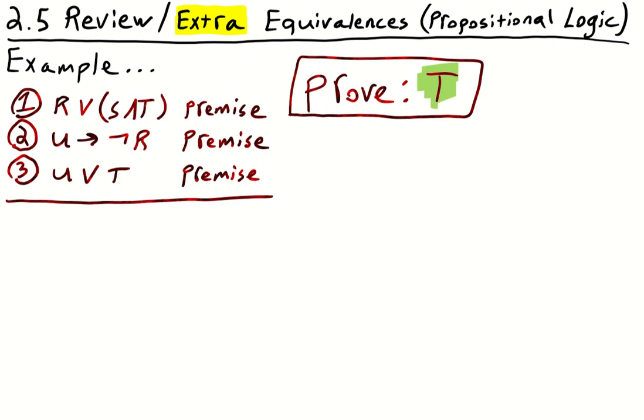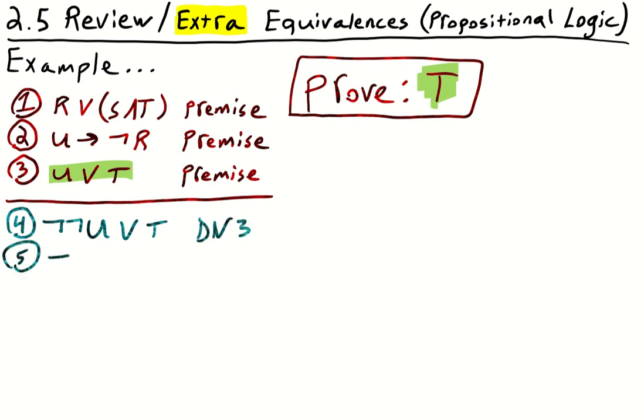So the first thing I think we should do here is at least eventually turn line 3 into a conditional. We can do that by implication, but before then, we better do some double negation. So line 4, we can get not U or T, double negation line 3. And then for line 5, we can do our implication, if not U, then T, implication line 4.